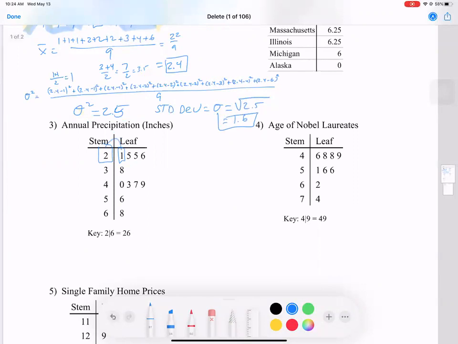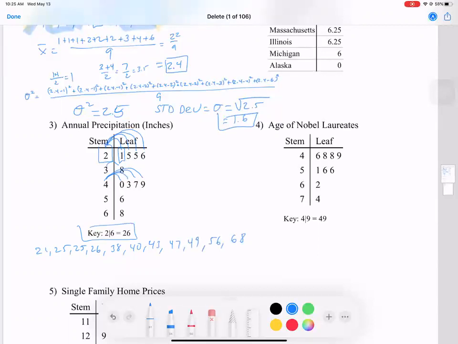This is 21. This is 25. This is 25. This is 26. These are all the groups of 20s. This is 38, 40, 43, 47, 49. And you can see at the bottom, there's a key here that tells you how to read this. 2 | 6 is 26. So I'm going to write it out. So the terms are 21, 25, 25, 26. And lucky for us, they're all in order here. And then 38, 40, 43, 47, 49, 56, and 68.